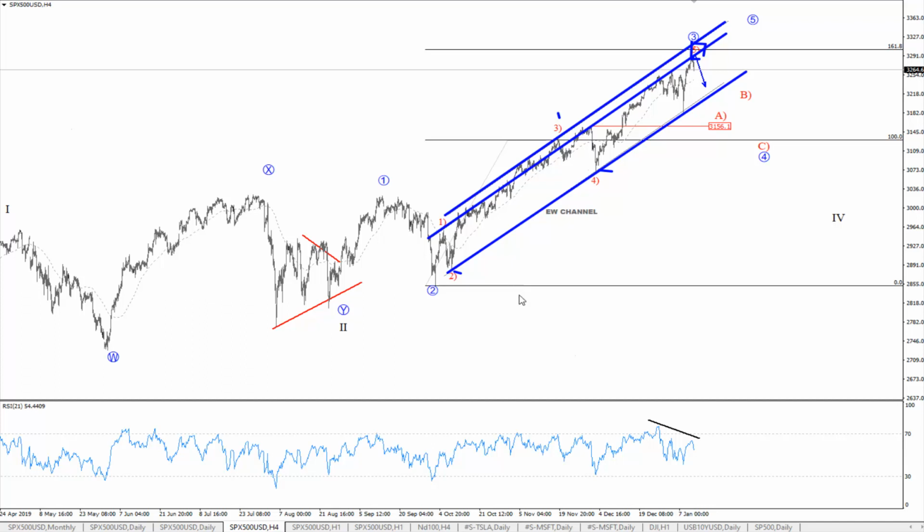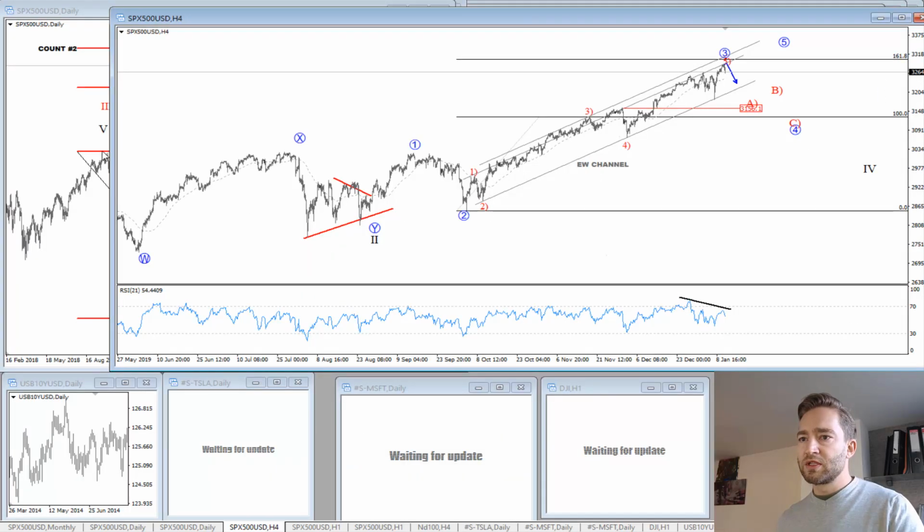Not to mention also the 161.8% extension of wave 1 through wave 3. So this is a very important key level where I think bears could actually step in. Also you have divergence here on the RSI. Notice new highs were printed here but not seen on the RSI. So I think that we may see a move lower here, or at least temporary sideways price action if nothing else.